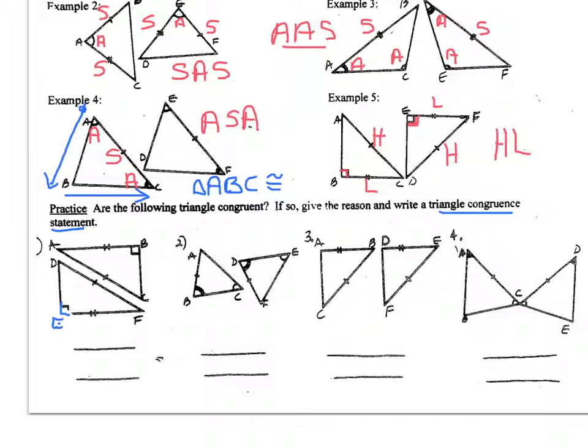Like for example, in example number 4, I put triangle ABC. Well, A corresponds with what point? D. With E. B corresponds with D, so it has to come this way. And then C corresponds with F. So the statement should read triangle ABC is congruent to triangle EDF. And that's what you need to put, the statement and the reason.